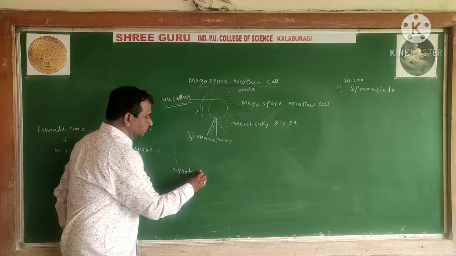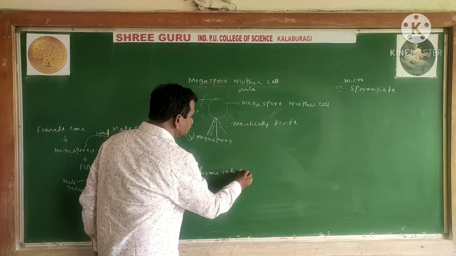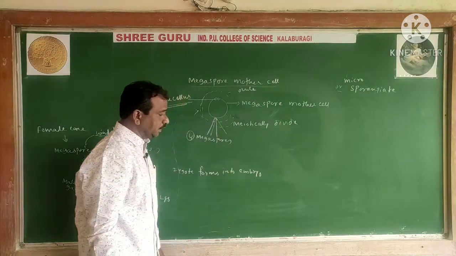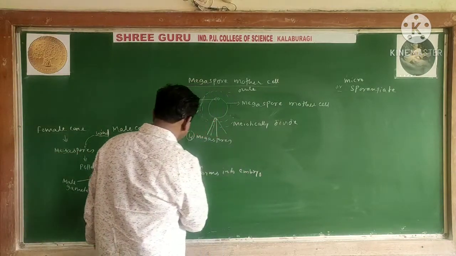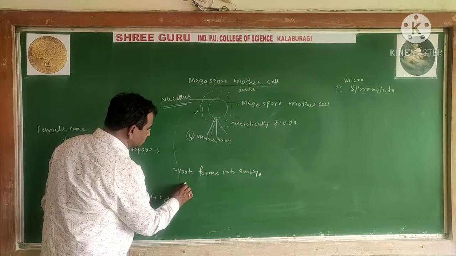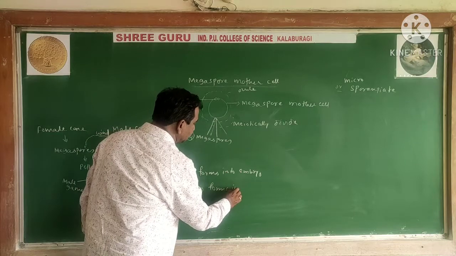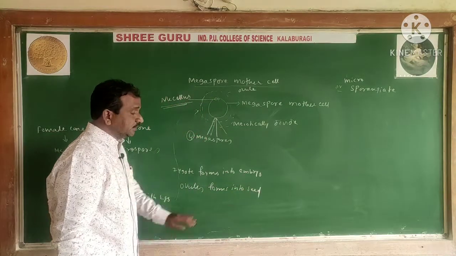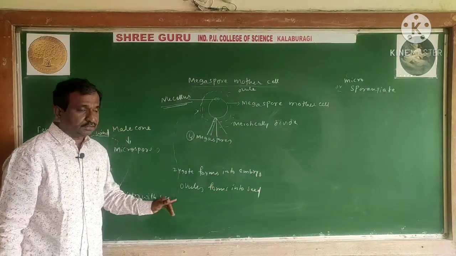Zygote forms into embryo. This is what we are observing as an embryo. Zygote forms into embryo. Last one is ovules form into seed. That is, the seeds are not covered; we call it a naked seeded plant.